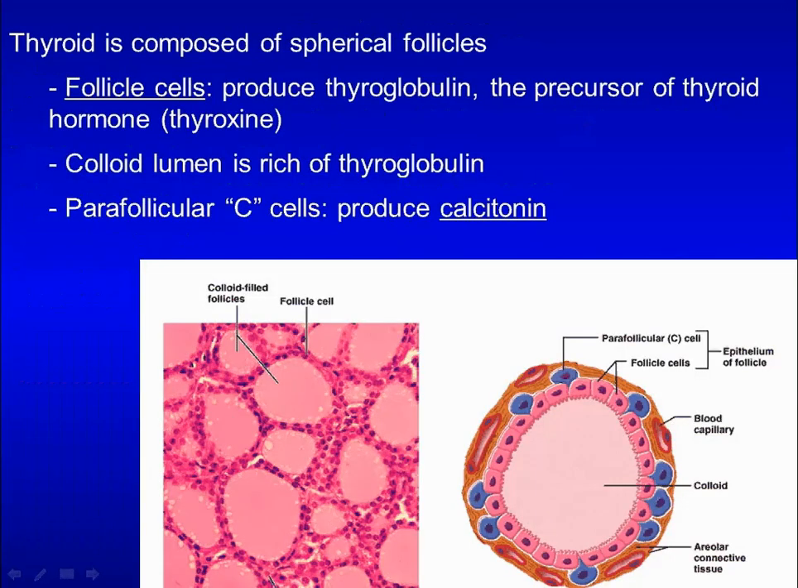Thyroid is made up of spherical follicles. Each of these is a follicle. This is an isolated follicle. Each follicle contains follicle cells, epithelial cells, that produce thyroglobulin, the precursor of thyroid hormone. The colloid lumen is rich in thyroglobulin, and these are parafollicular cells. They produce calcitonin.